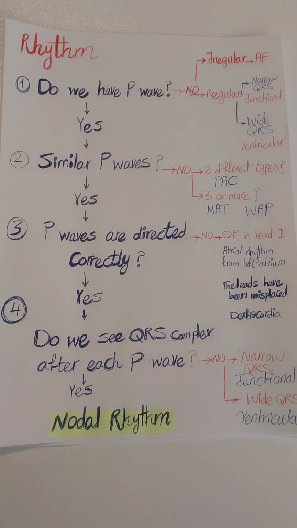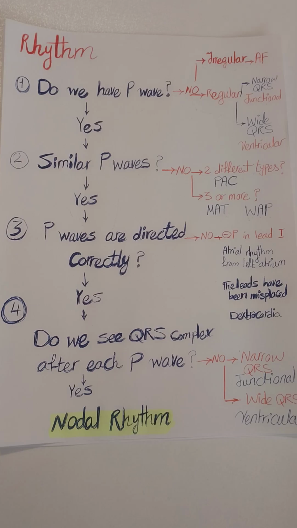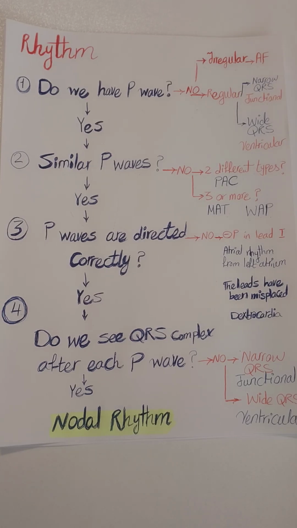Okay, so let's start with rhythm. In the previous video, I mentioned that whenever we are determining rhythm in an EKG, we have to ask five questions of ourselves. But in this video, I want to focus on the first four questions and not heart rate. So we are starting with our first question. Do we have a P wave in our EKG?